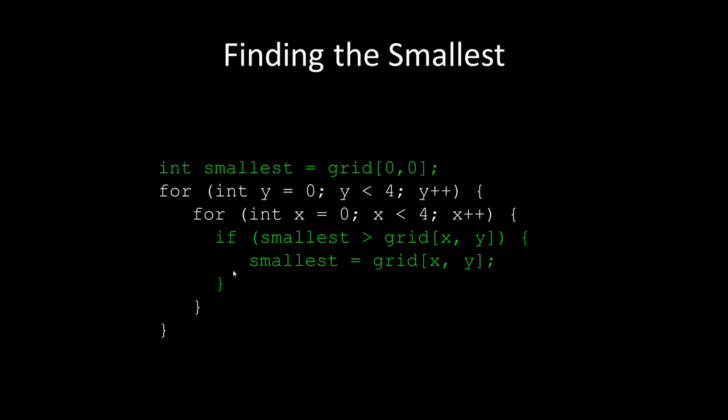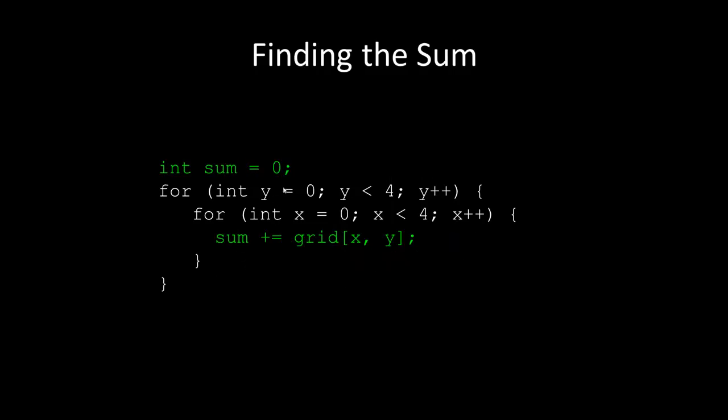Now on the inside of the loop, as we're traversing this 2D array, if the smallest thing that we've seen so far is greater than the current cell that we're looking at, then we'll update the smallest thing that we've seen so far based off of that current cell. Finding the sum isn't really that different either. Here you can see that I've declared a variable called int sum and set it to be equal to 0.